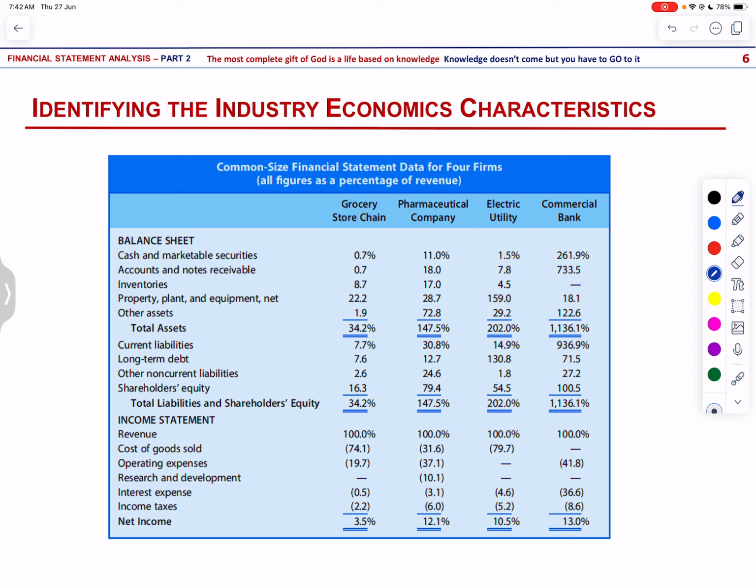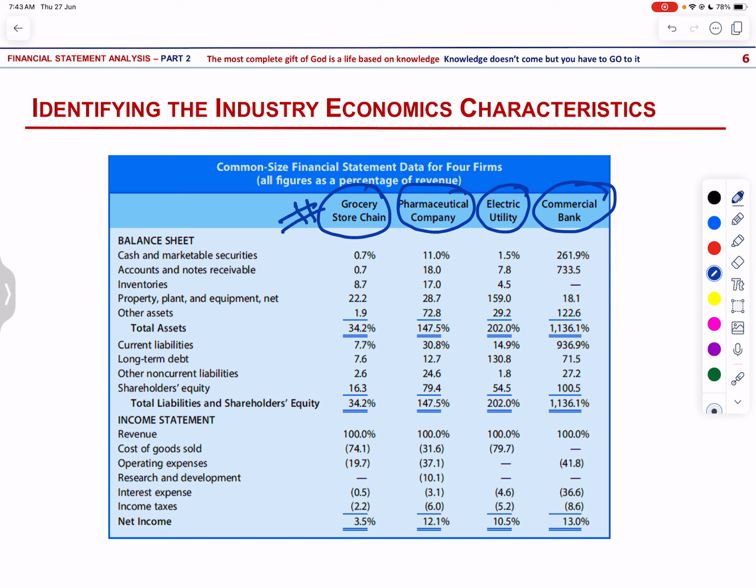For example, this exhibit presents the financial data from four different industries as a percentage of revenues. These numbers illustrate how industry specific factors affect the financial statements. Let us see how the economic trends of these industries impact their financial statements. Look at the grocery store chain.